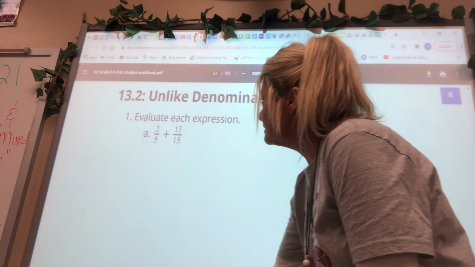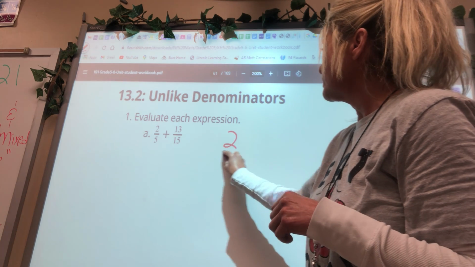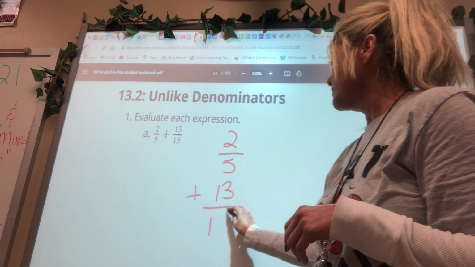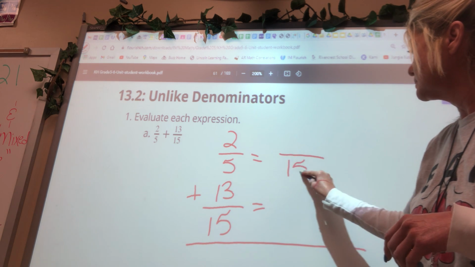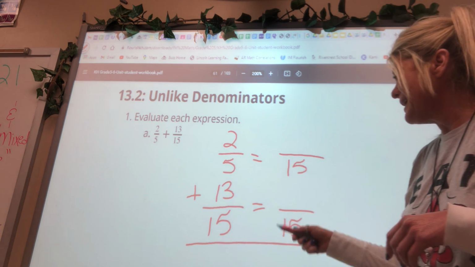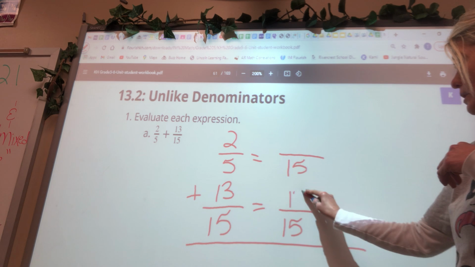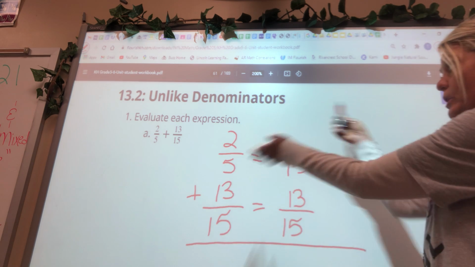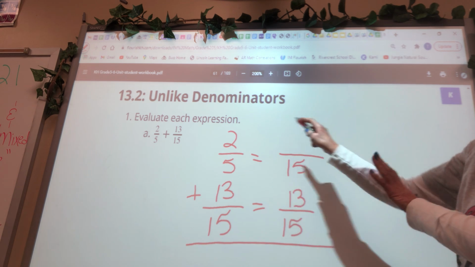All right, unlike denominators. Now, this time, we have 2/5 and 13/15. So what's our common denominator? 15. Okay. Put the cubes up, please. Would I have to change this one? No, because I would just be multiplying times 1 and I'd still get the same thing. Now, some of you are still bringing just whatever you had over there, over here. Can't do that. If you get a new denominator, you have to get a new numerator.